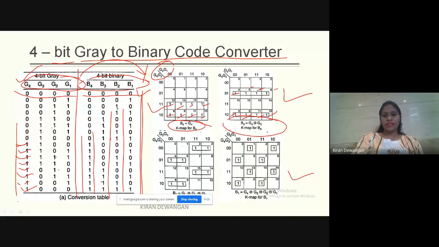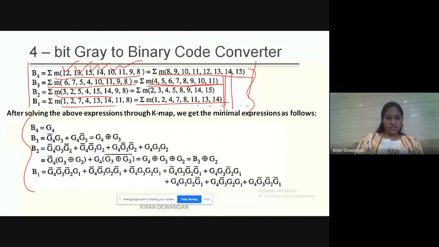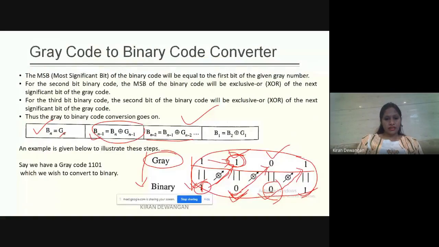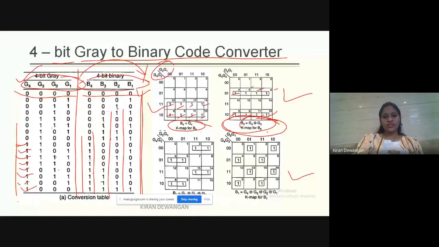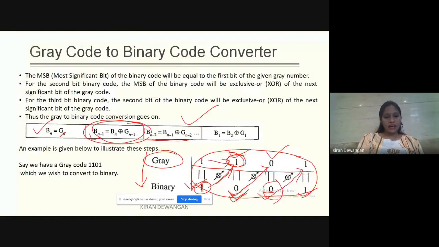Definitely it will be G4 XOR G3, it's showing. But what is our B3 in the formula? B3 is Bn XOR Gn minus 1. And what is coming for you? G4 XOR G3. Is there a difference? It says G4 XOR G3, but here we are writing Bn XOR Gn minus 1. So here we are XORing.